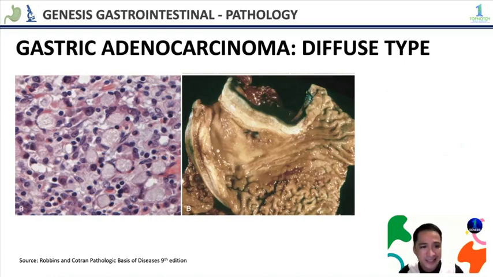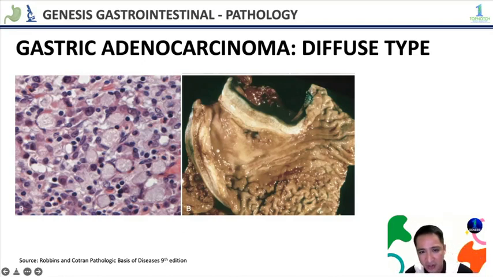You see here, this is the mucin-filled signet ring cell of gastric adenocarcinoma. Histologically, you see here the signet ring cells recognized with their large cytoplasmic mucin filling the cell, displacing the periphery, showing as a signet ring.